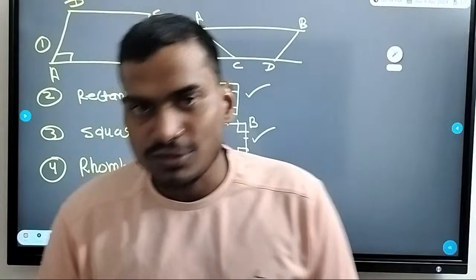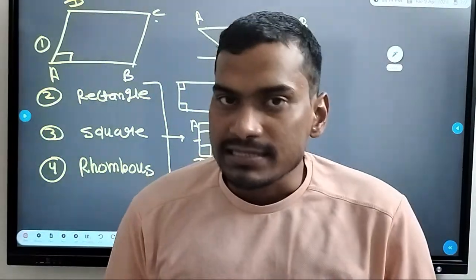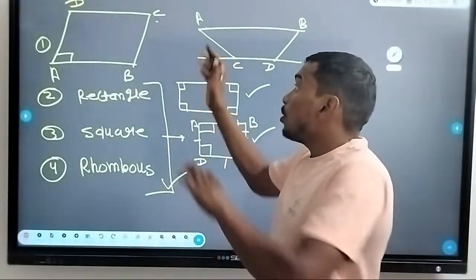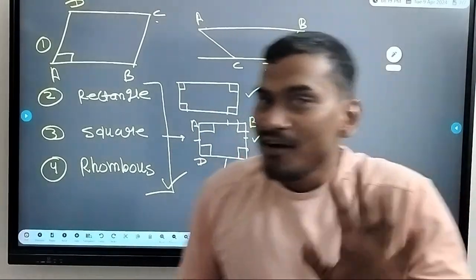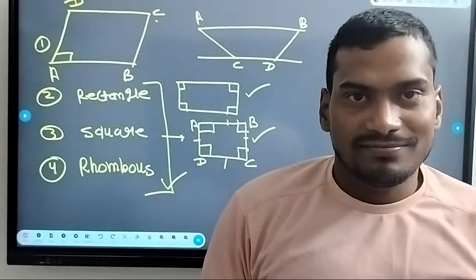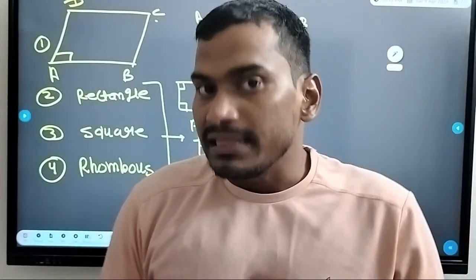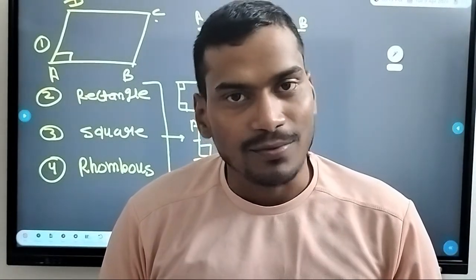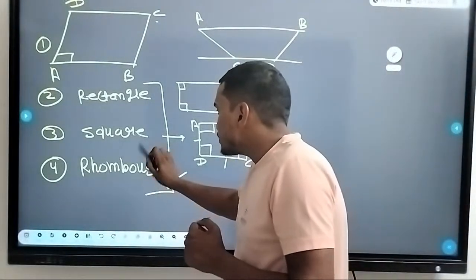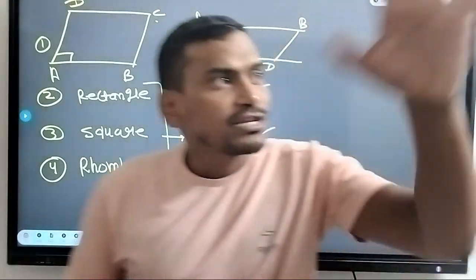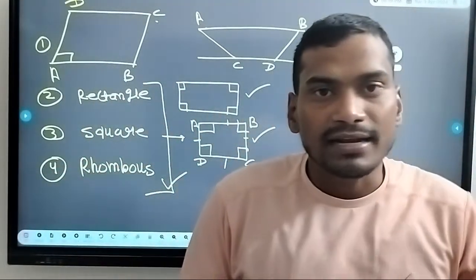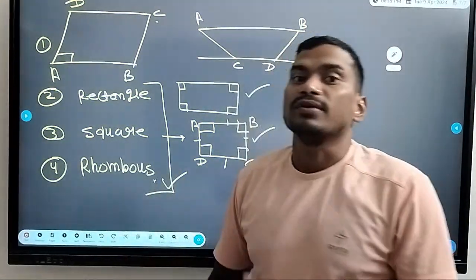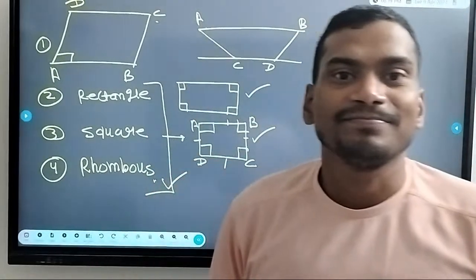What is a rhombus? See, if a parallelogram is such that all its sides are equal, then what will we say? It is a rhombus. Okay, so what is the difference between a rhombus and a square? In a square all sides are equal and all angles are also 90 degrees, but in a rhombus only the sides are equal, the angle is not 90.